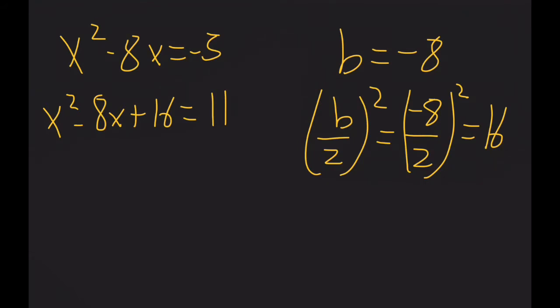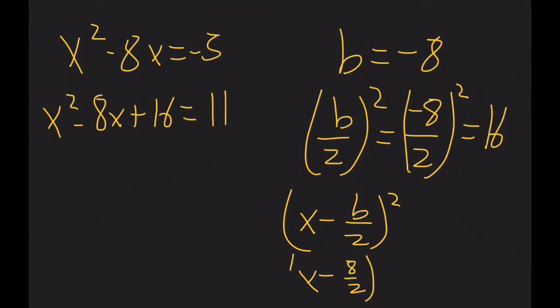Alright, so afterwards, in order to simplify x squared minus 8x plus 16, you can factor, but there's a much quicker way. If you factor, your answer is going to come in the form of x minus b over 2 squared. So for this example, it will be x minus 8 over 2 squared, which is also x minus 4 squared. So then it will be x minus 4 squared equals 11.